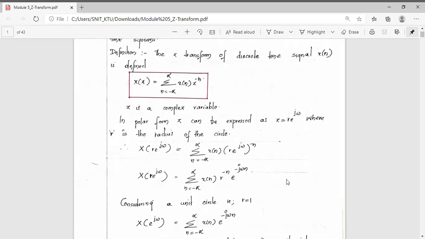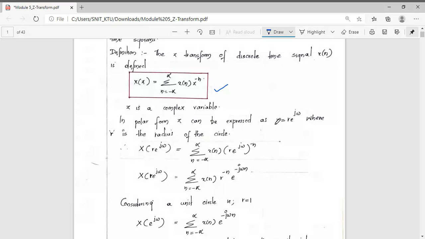So what is meant by that circle? In the Z transform, when we consider the ROC, we are considering the ROC around a circle in the z plane. That circle's radius is known as r. So we know the equation for the Z transform X of z here, and here I have written that z is equal to r e raised to j omega.